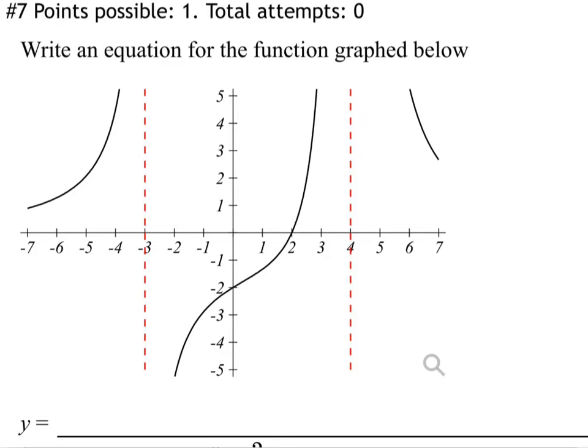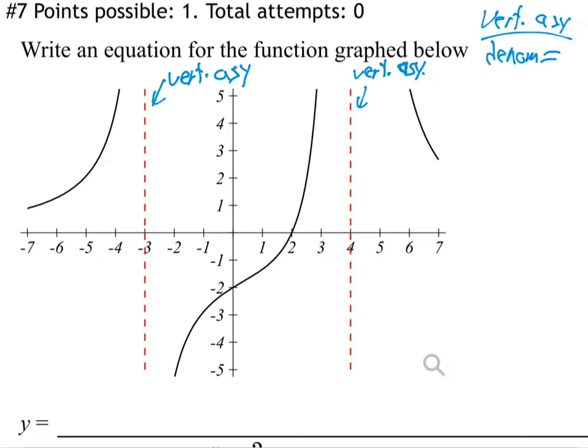If we look at the picture here, we can see that it has a vertical asymptote, and here's another one, vertical asymptote. And what happens with vertical asymptotes on the graph? They make the denominator 0, right? That's how a function goes up to infinity or down to negative infinity. At a vertical asymptote, it's because the denominator is 0. The bottom of a fraction becoming 0 makes the whole fraction go to infinity.